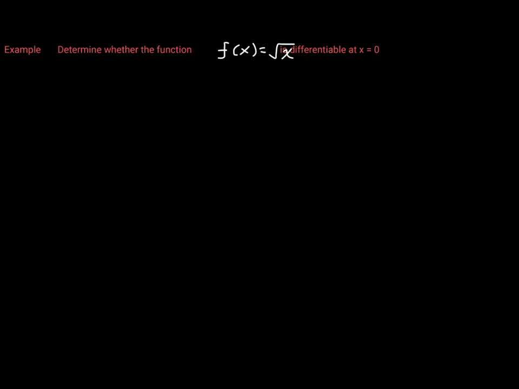Okay, let's determine whether this function, f of x is equal to the square root of x, is differentiable at x equal to 0. Now, let's consider the graph really quickly. We know the graph of the square root function looks like this. I'll just do a quick sketch of the graph. This is the graph of the square root function. Notice that the square root function is not defined to the left of 0.